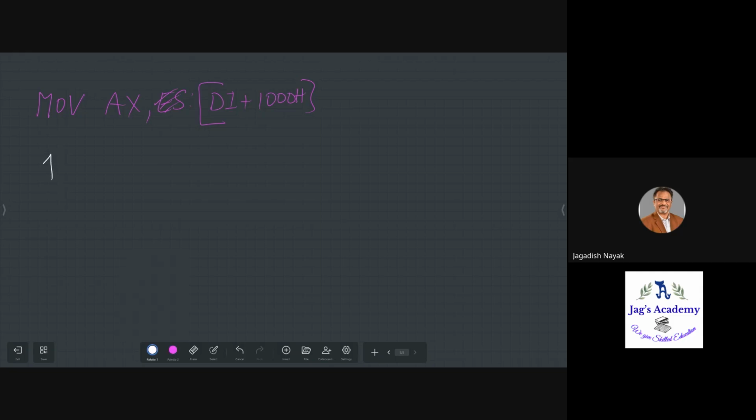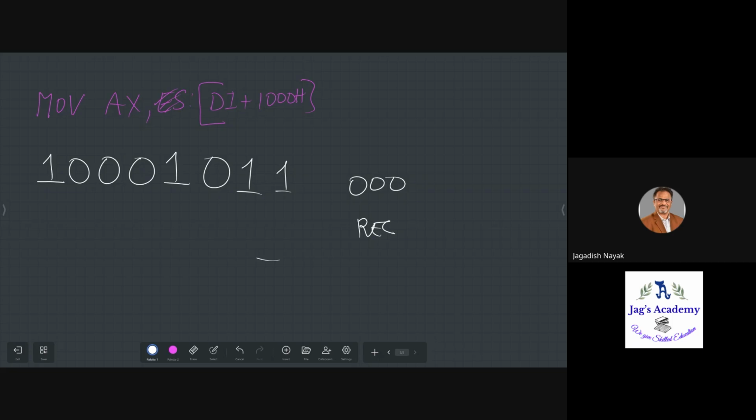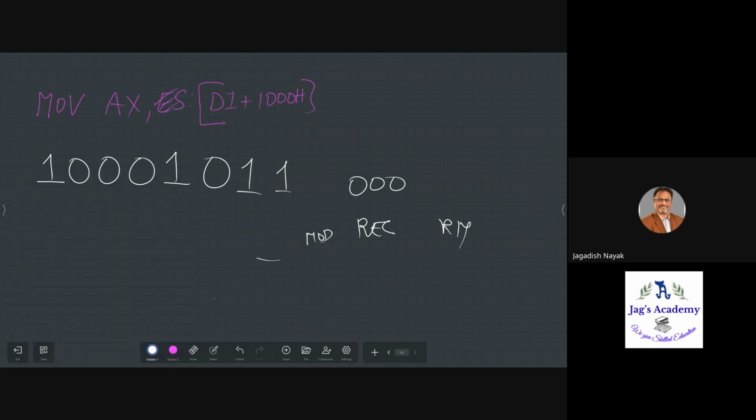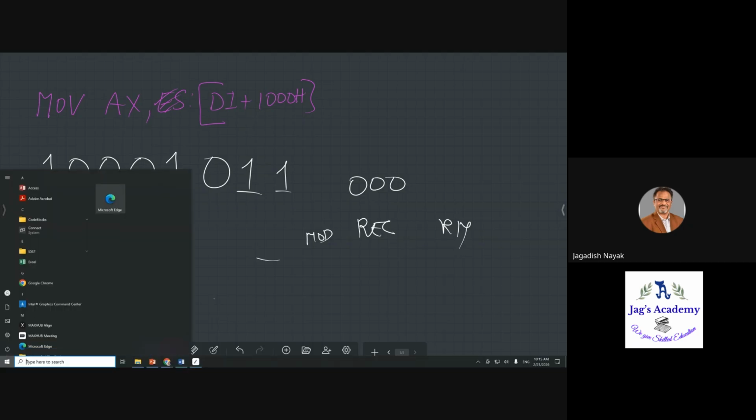First, the opcode. What is the opcode? 100010. What is the D bit? What is the W bit? What is the REG bit? Now, what is the mode bit and R/M bit? Now, can you refer to that table? Always try to have this table with you. Go to the table.